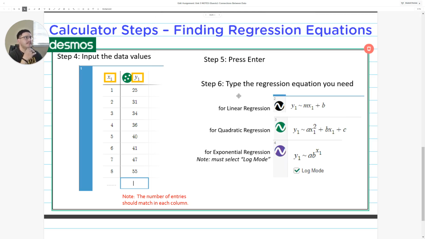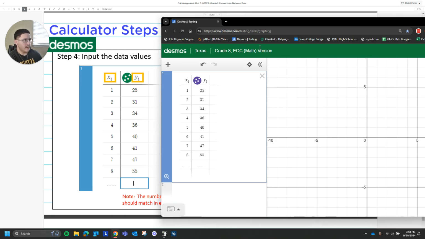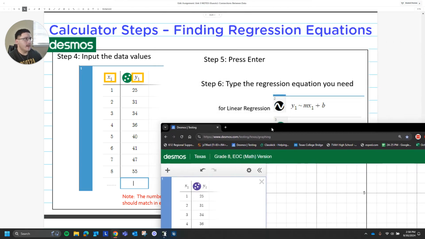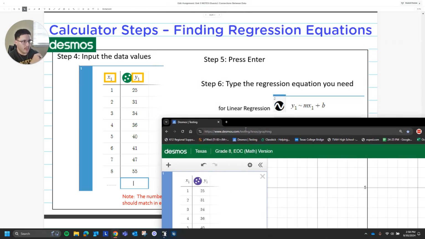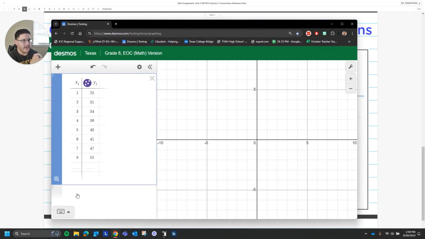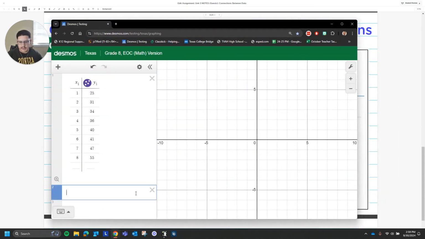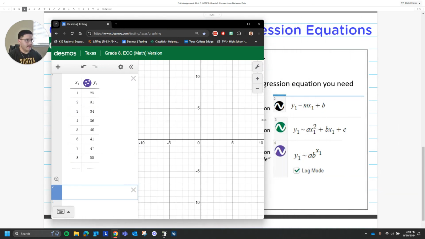All right. Now, these are the three different equations we use to find the line of best fit. I'm going to start with the one we've learned from the previous lessons. For linear regression, we're going to go down to line 2 of our Desmos calculator, and type the following.